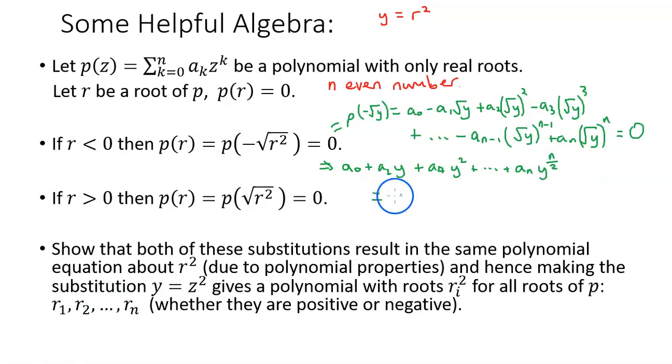And then equals, on the other side we would have a1 square root of y plus a3, and then it would be square root of y cubed, which is the same as square root of y times y, plus a5, and then this time it would be square root of y times y squared, all the way up to a n minus 1, and it would be, well, square root of y times y to the power of n minus 2 divided by 2.